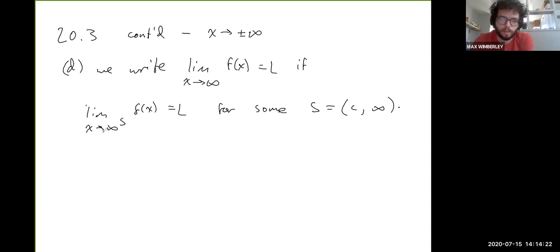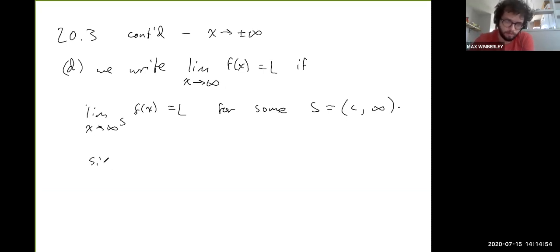and the limit as x approaches infinity along this interval, according to our previous definition, is equal to L, then we just say the limit as x approaches infinity of f of x equals L. Again, it's another example of how we don't care about any of the initial behavior of the function f. We just care about the asymptotic behavior. So you can make c as big as you want, and if the limit exists on that interval, this statement would be true.